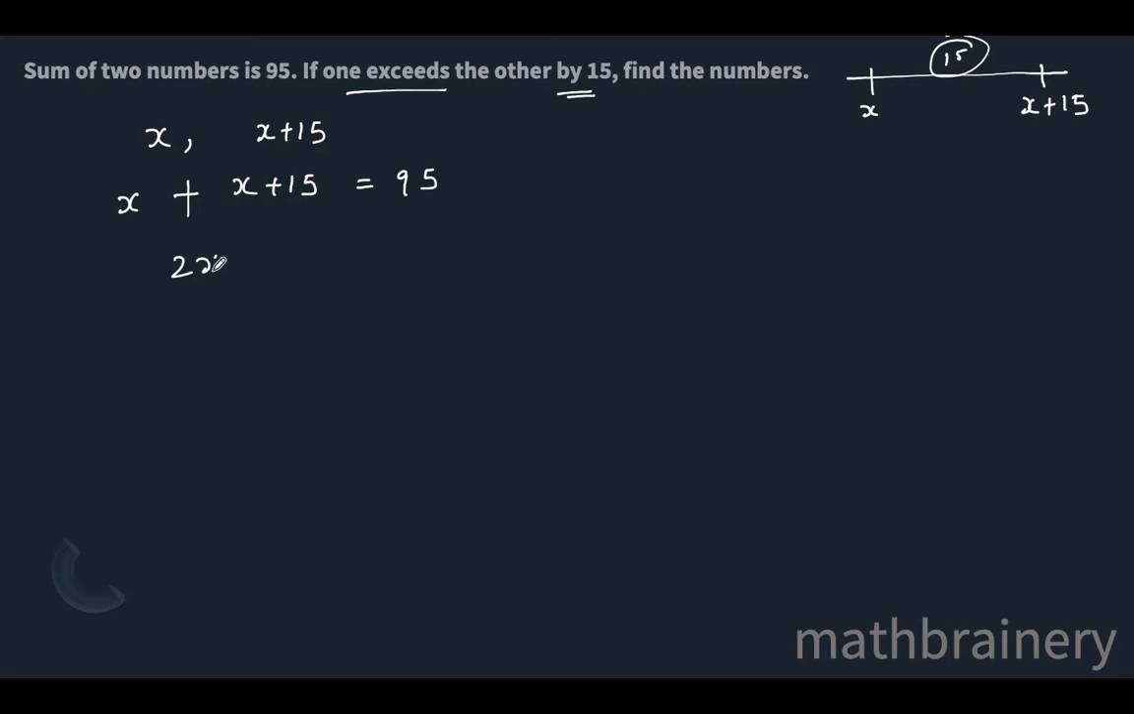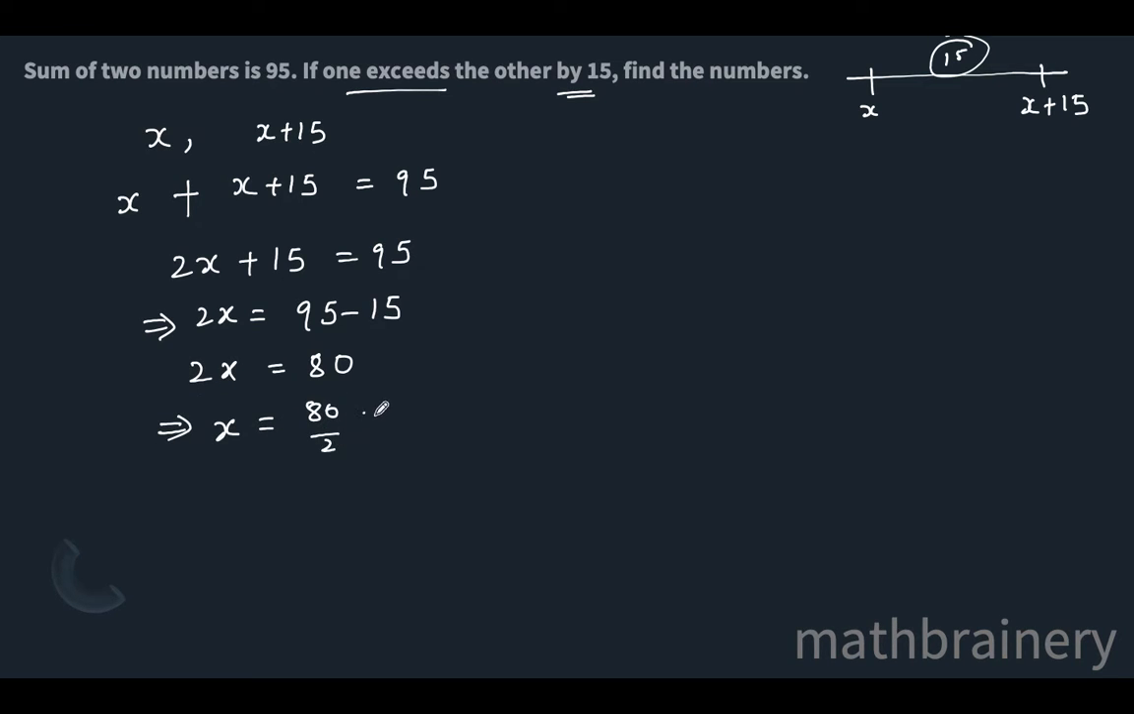x plus x is 2x. 2x plus 15 is equal to 95. What does this imply? 2x is equal to 95 minus 15. What is 95 minus 15? It is 80. 2x is equal to 80 implies your x must be 80 by 2, which is 40. If x is 40, then what should be x plus 15? The other number must be 40 plus 15, which is 55. So one number is 55 and the other number is 40.